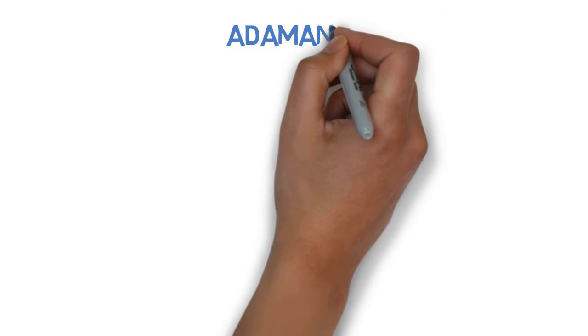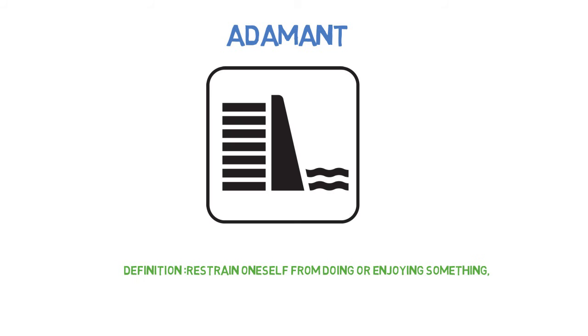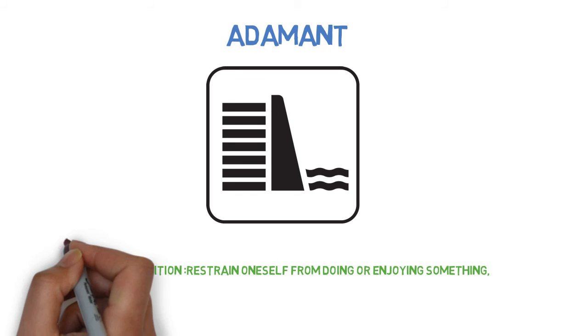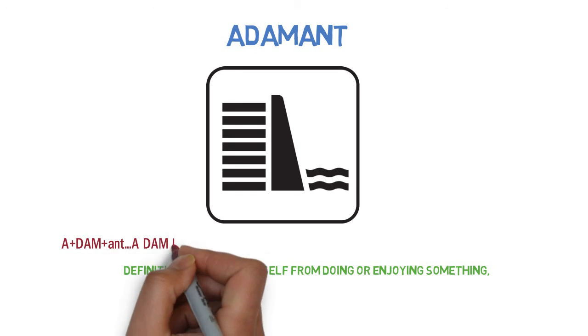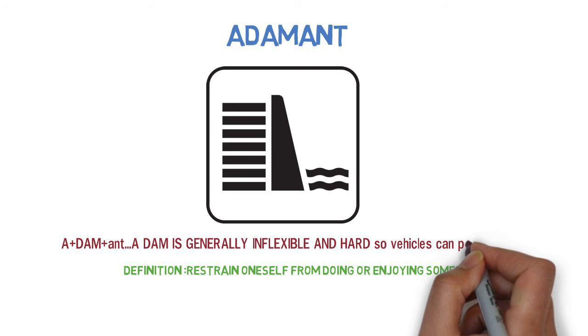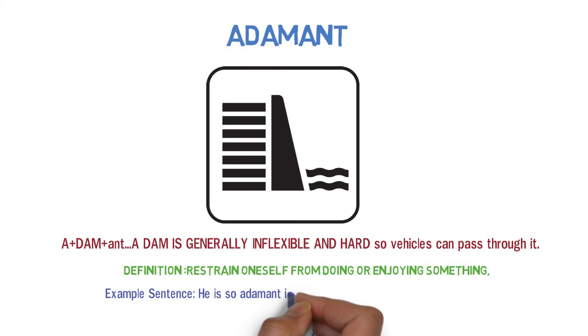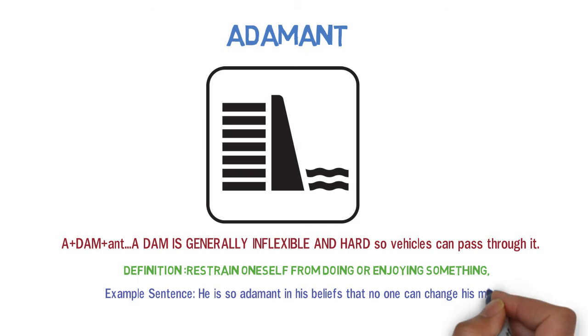Now adamant. Definition of adamant is refusing to be moved or to change one's mind. In Hindi we can say जिद में अड़ जाना किसी चीज को करने के लिए is known as adamant. And the mnemonic which we can use here is a plus dam. A dam is generally inflexible and hard, so vehicles can pass through it. When your thought and thinking are hard and inflexible, then it will be called adamant. And the example sentence is, he is so adamant in his belief that no one can change his mind.